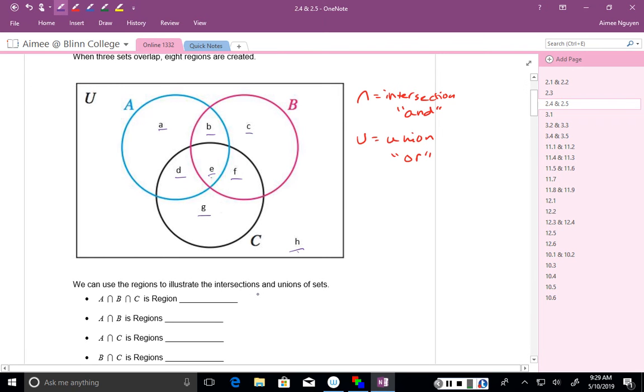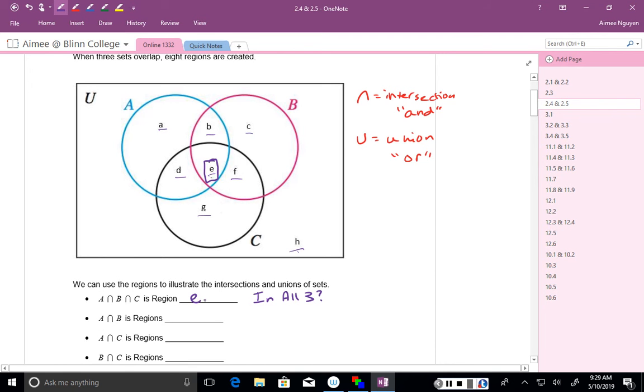If I was to translate this into words, this would be what's in all three. So I'm looking for what's in all three of those, right? What's in the overlap in A and in B and in C. When I look for the thing that's in all three of them, that's just that one there in the center, which is region E.